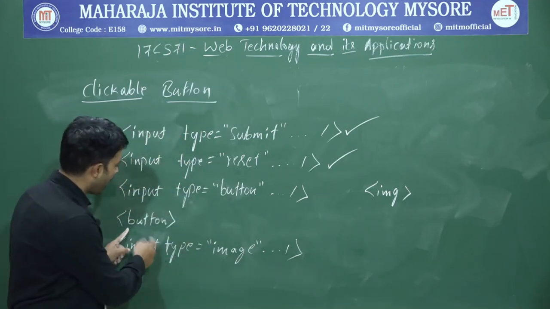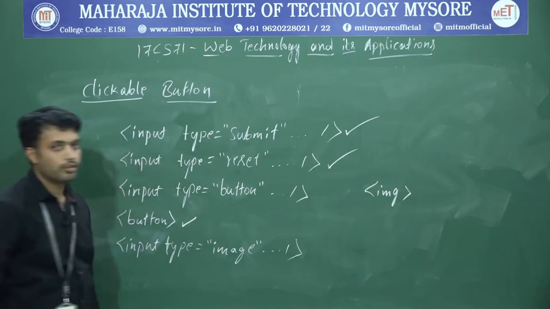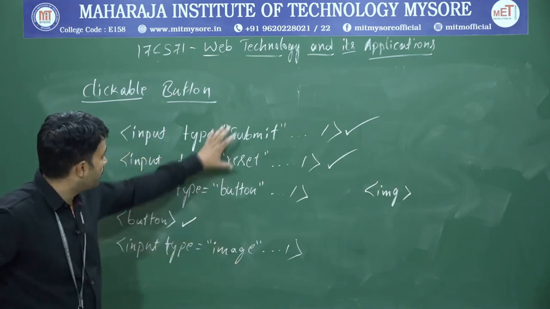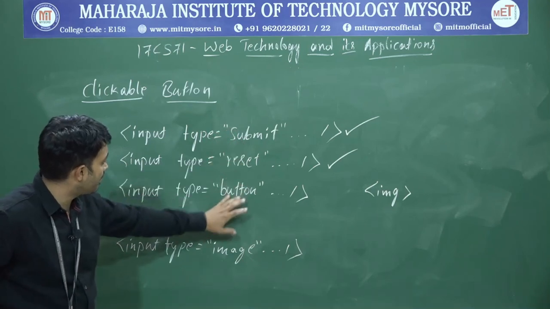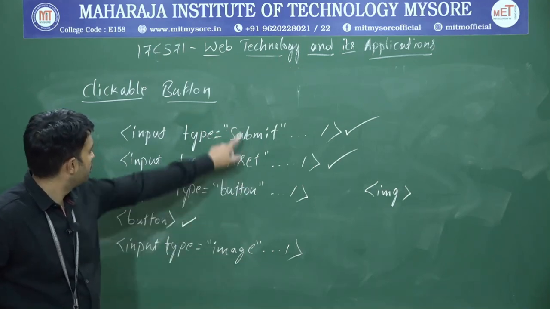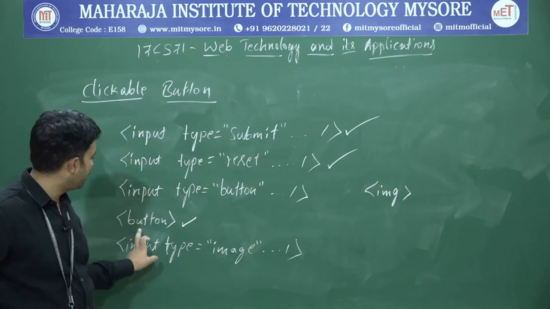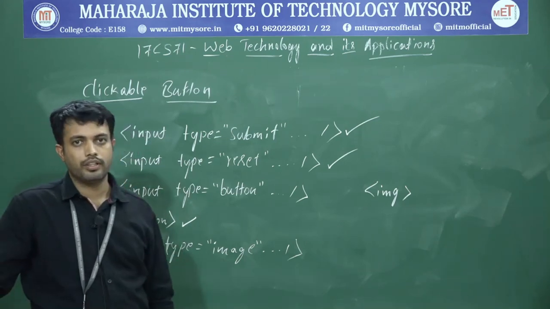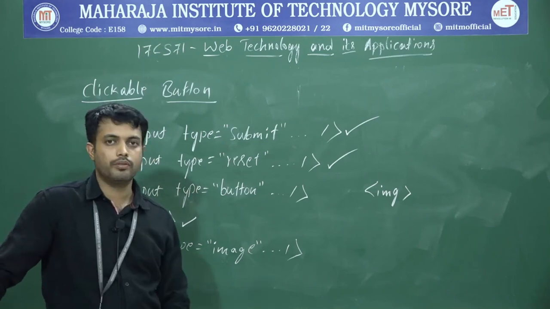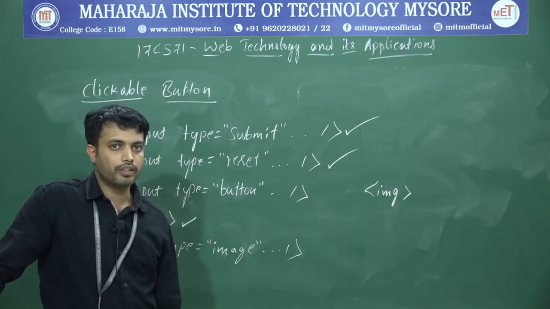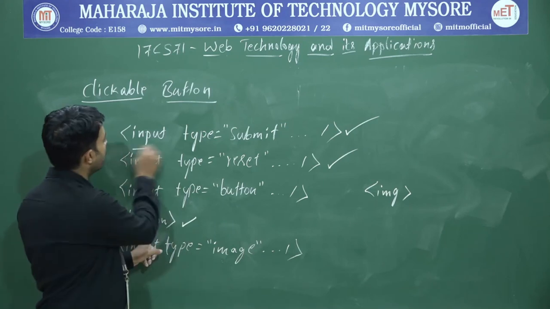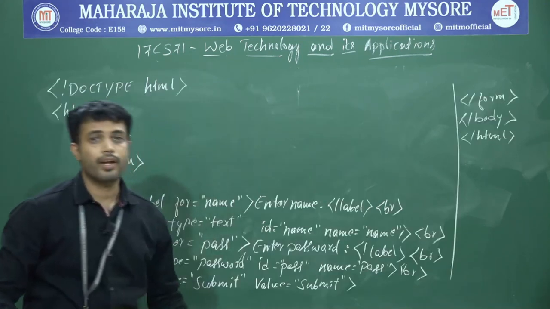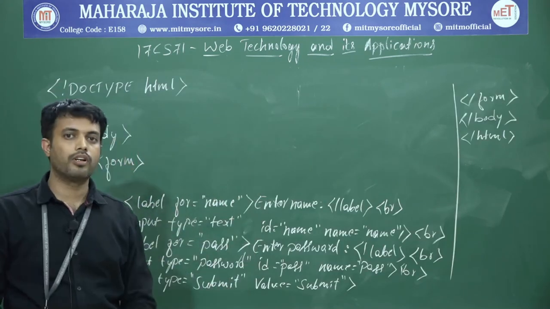Next we have the button tag itself. The elements of these input type buttons and this button are different. The button tag can also be used within a form, but it is not a standard input defined within the form. This is the example program for button.